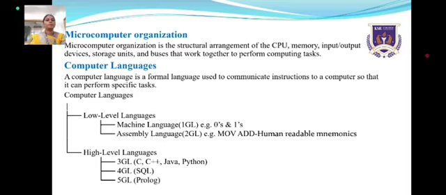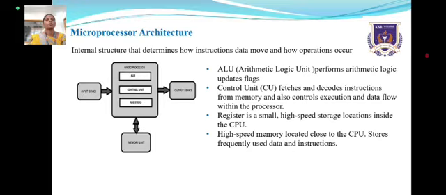Low-level language can be further classified into machine language and assembly language, and high-level language can be classified into third generation, that means C, C++, Java. Fourth generation language is SQL, and fifth generation language is Prolog. Microprocessor architecture: internal structure that determines how instruction data move and how operation occurs.